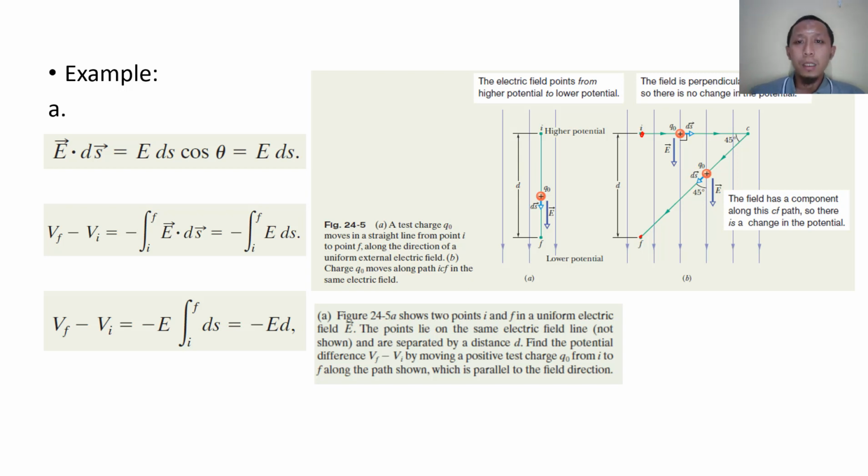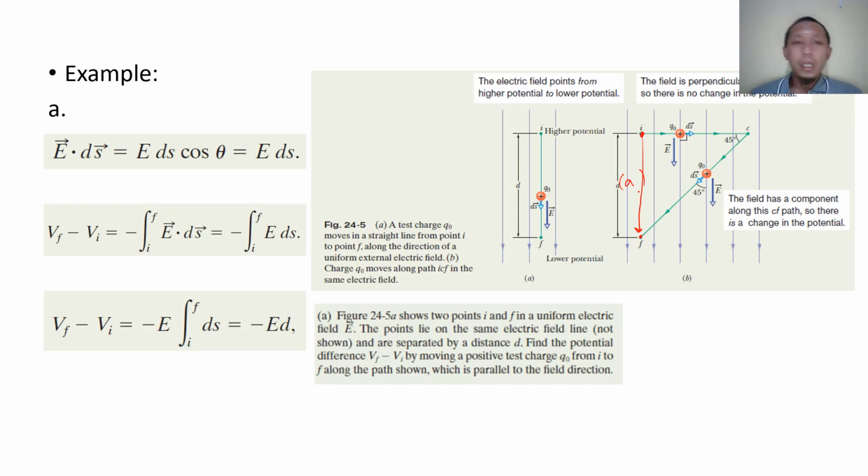Okay, the first is from I to F. This is part A. The question is: find the potential difference between Vf and Vi by moving a positive charge from I to F along the path, which is parallel to the field direction.